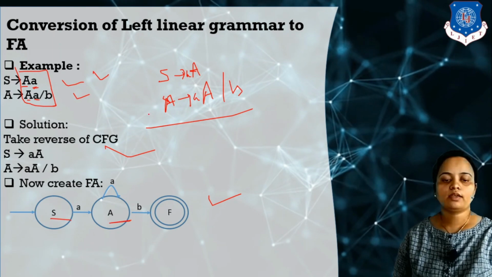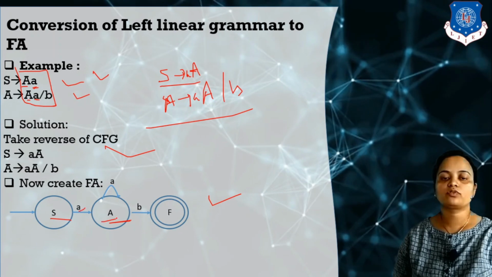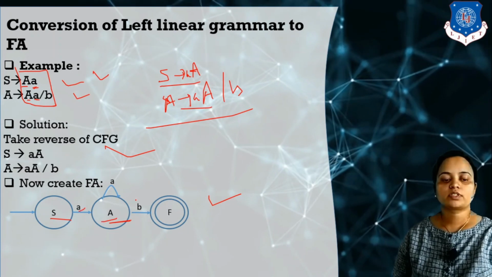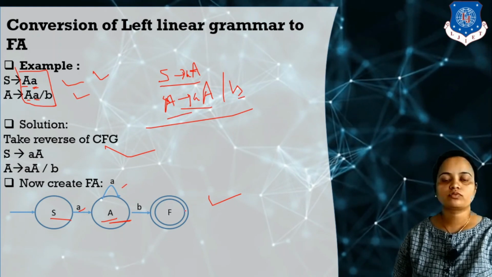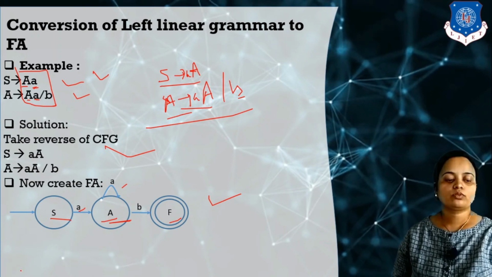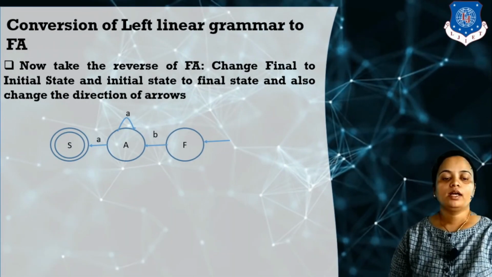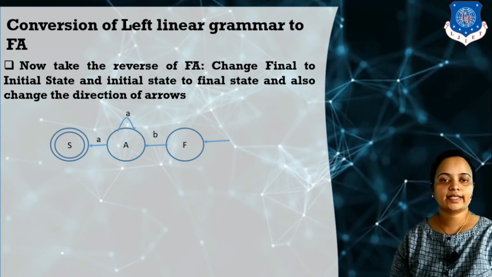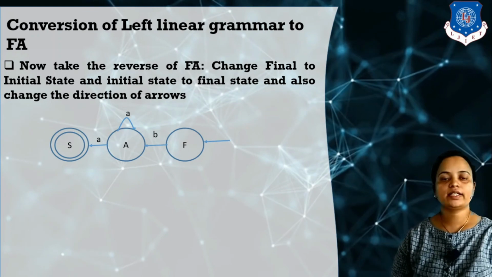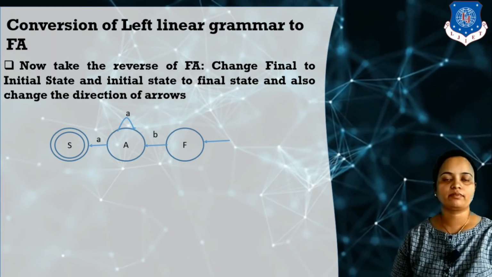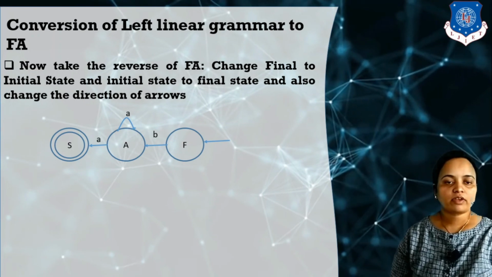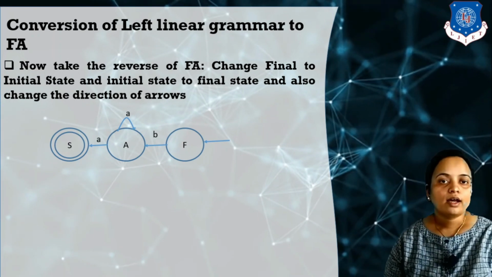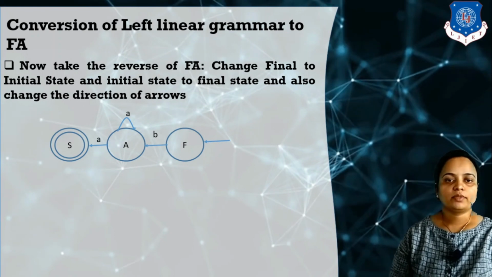So as A, for these productions, from state A, input a, it moves to the same state. So this contains a self loop for this a. Now A derives B, it means that it moves to the final state. Okay, now we are going to reverse the FA. So here you can see how to reverse the FA. It means that make the final state the initial state, make the initial state a final state, and reverse the direction, that we have already discussed in the previous slides. So here this is the reverse of the FA. So we can say that this is the finite automata generated from the left linear grammar.